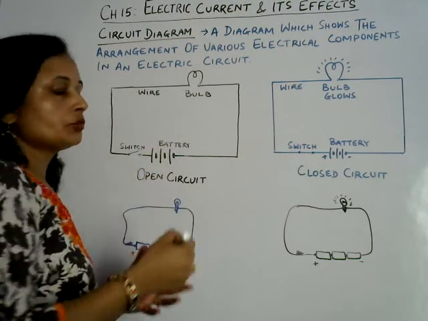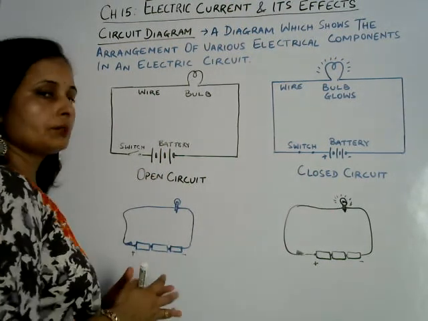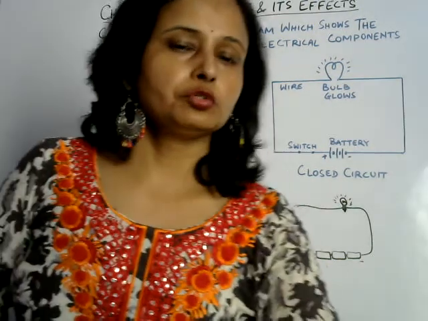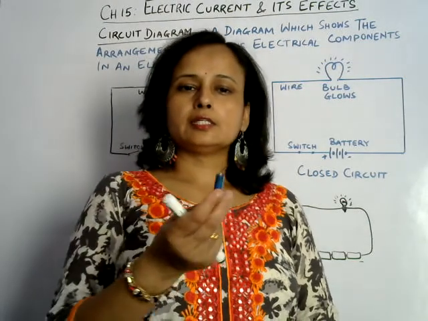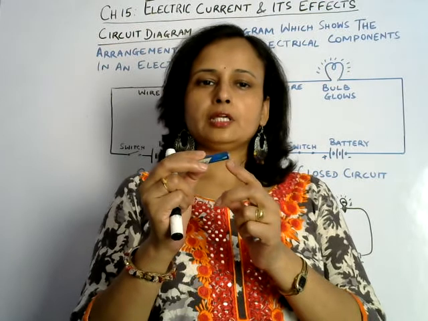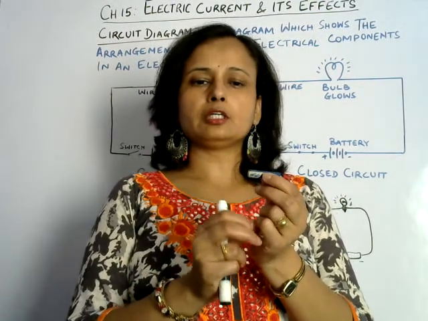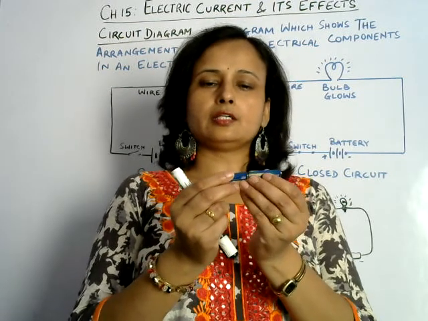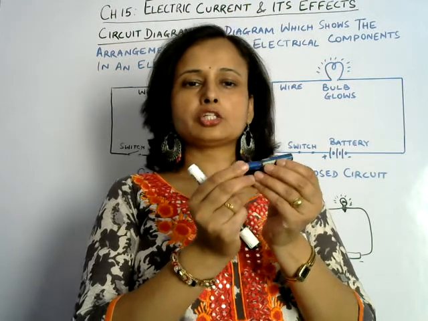Wire. What are the components of a circuit? Wire, bulb, switch, battery. Battery is what? Arrangement of cells. I can show you how we can arrange cells and it becomes a battery. Look, this is a single cell. This end is called the positive terminal. This end is called the negative terminal. And when we join this cell with another cell, this arrangement will show a combination, a battery.